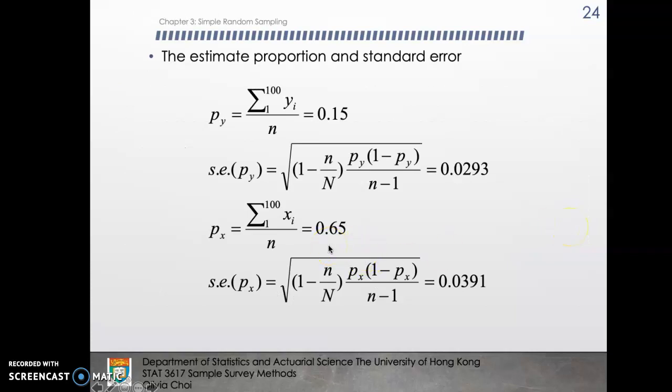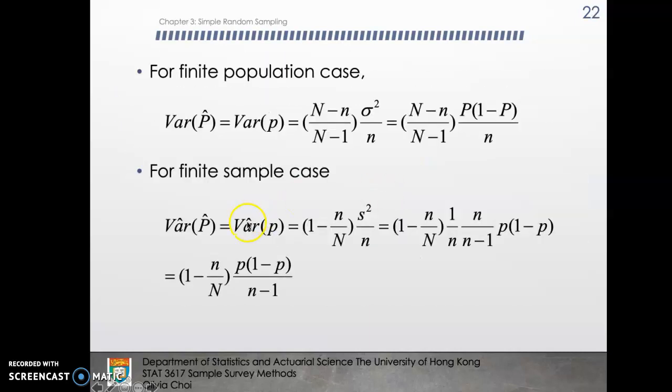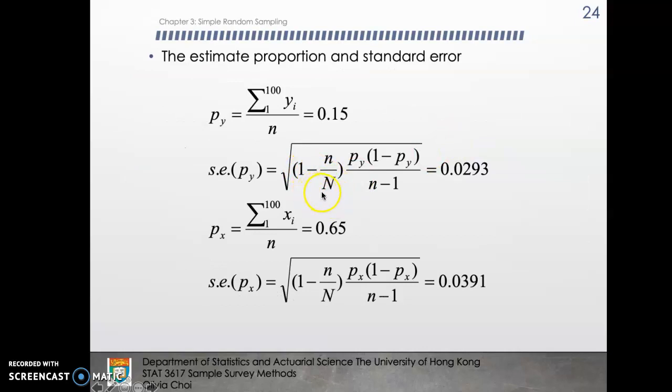Okay, and we can estimate the standard error, which comes from the estimated variance of our proportion. So for the estimated variance of our proportion, we use the simple random sampling finite population correction factor multiplied by the sample p times 1 minus p divided by n minus 1. We are using this because the true population proportion is not given. Okay, so taking the square root of the estimated variance, we find the standard error of our point estimate, both for y and x.